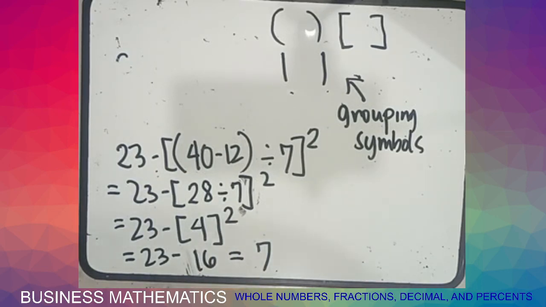Yun yung sa orders of operation. Hindi ko na discuss yung parts ng mga properties of whole numbers. Since medyo hahaba na yung ating mga basics, yung mga importante lang yung i-discuss ko. Okay. So, next.